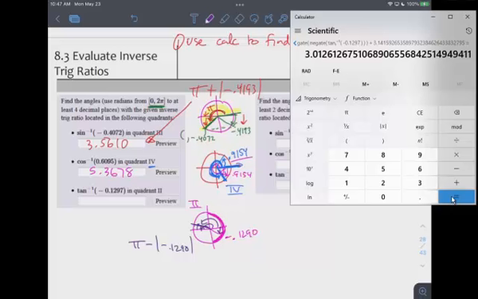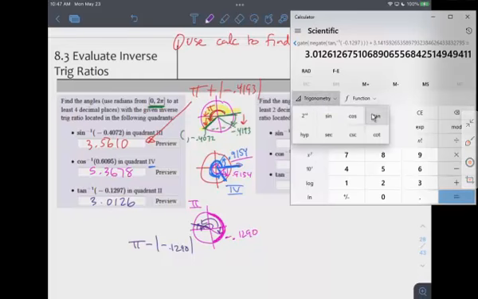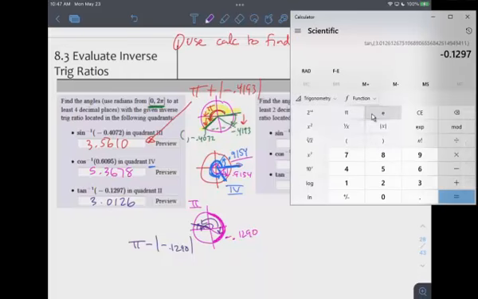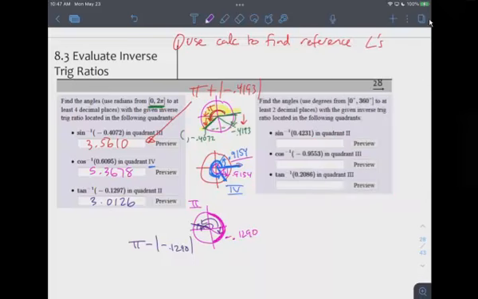So if I look at this angle right here, it comes out to 3.0126. That is going to be my angle in quadrant 2 that has that same tangent ratio. Once again, if I take the tangent of this to verify, is it the number I was expecting? Yes. And that is the process for working through these.